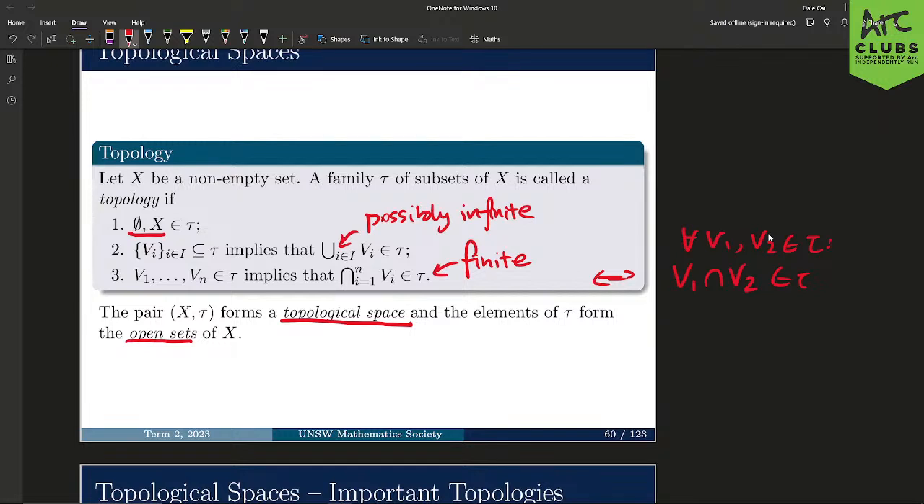I don't know if it's an easy way to remember, but it is a way to remember: if you just think about our normal open intervals in R, these satisfy closure under infinite union and finite intersection.